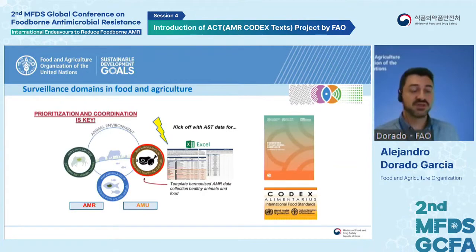So prioritization is key, and we are going to start focusing on the generation of data and the sharing of data in the platform from priority bacterial species of interest to public health, animal health, and also indicator bacteria, which are the bacteria and the recommendations that are set up in the Codex text for foodborne antimicrobial resistance.